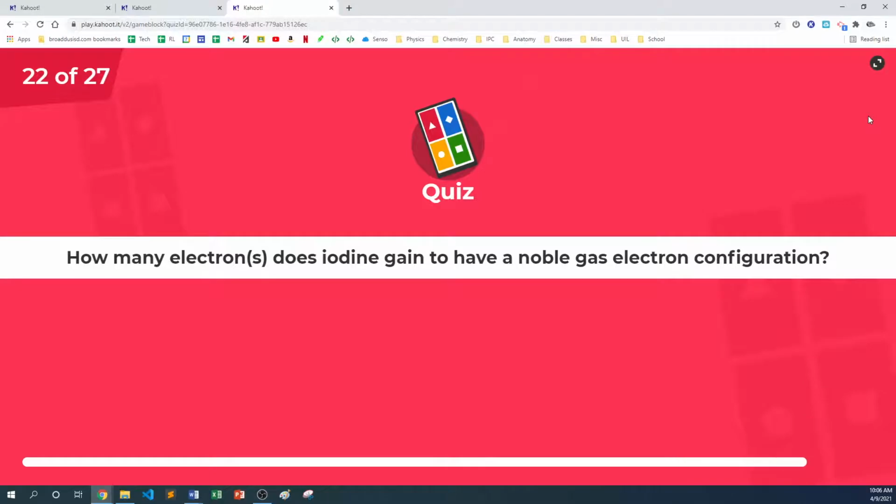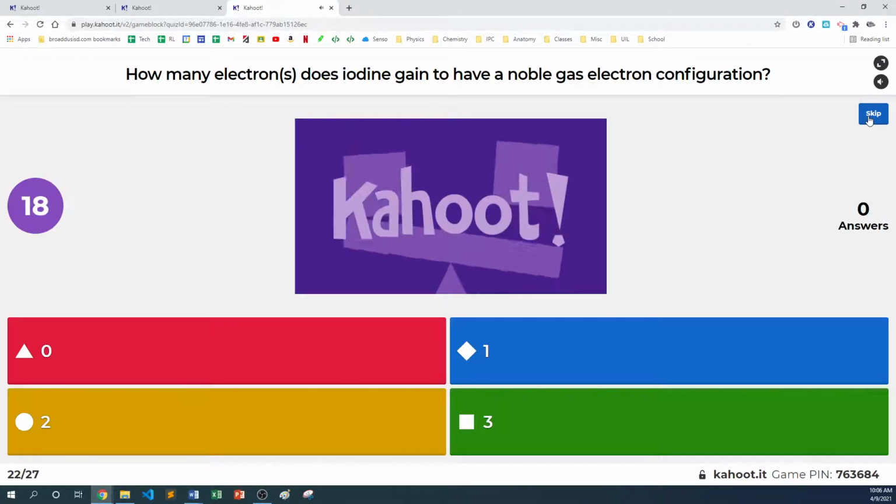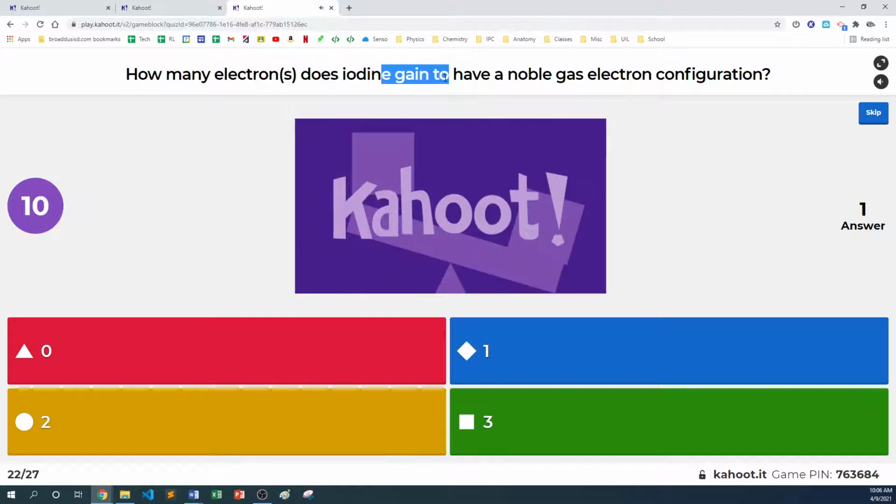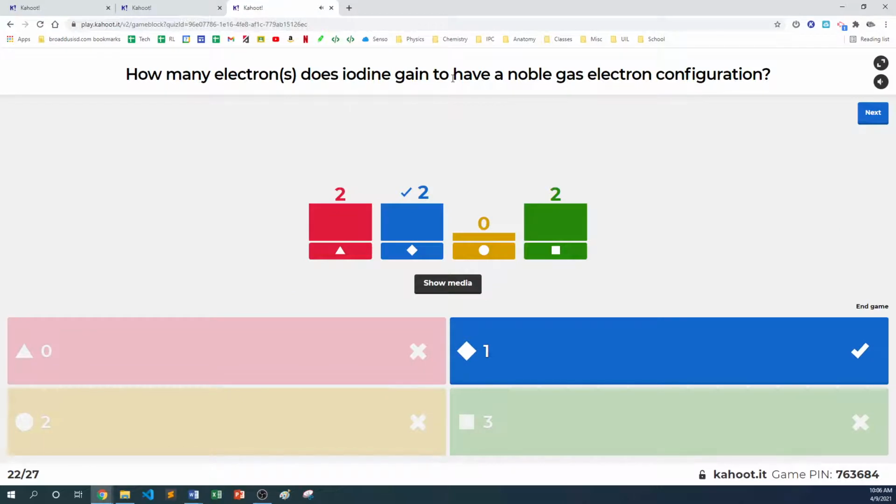How many electrons does iodine gain to get a noble gas configuration? I'll say get instead of gain, but it still means the same thing. How many electrons does it gain or get? So how many valence electrons does iodine have?